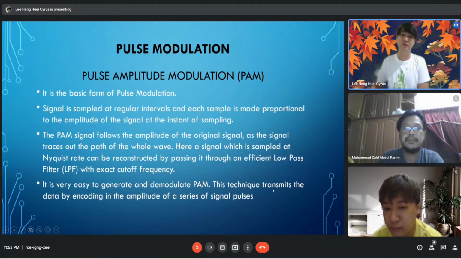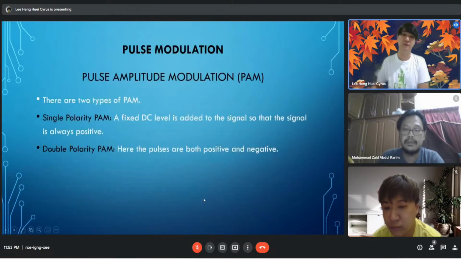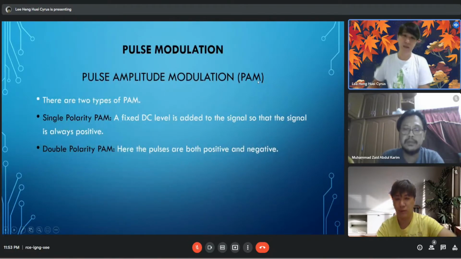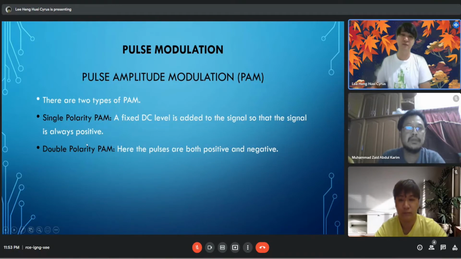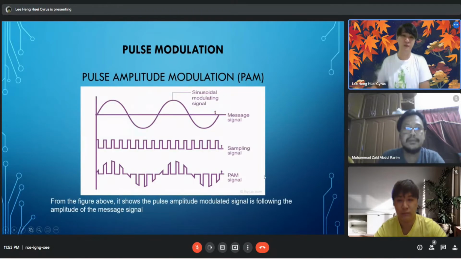It is a technique that transmits data by encoding it in the amplitude of a series of signal pulses. There are also two types of PAM, single polarity and double polarity. Single polarity has a fixed DC level added to the signal so that the signal is always positive. Double polarity has both positive and negative pulses. Here is a sample of PAM: the waveform, message signal, sampling signal, and PAM signal.